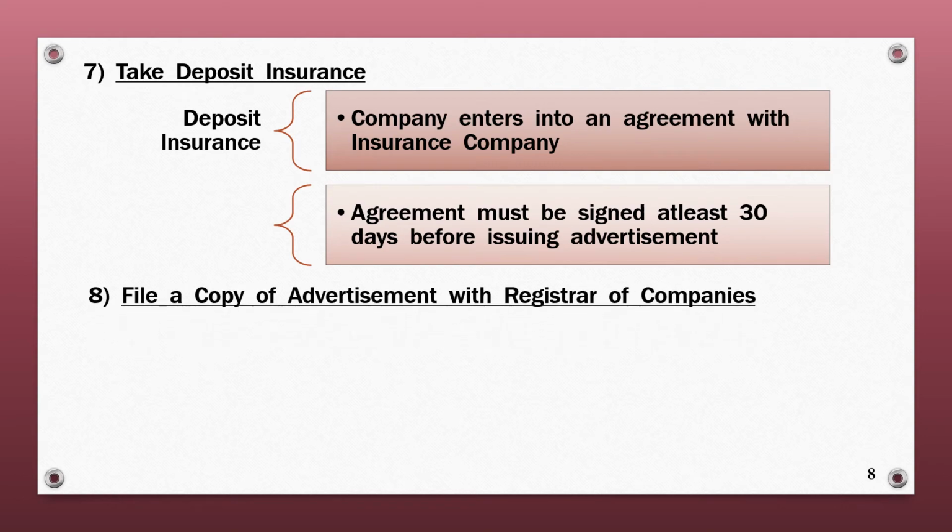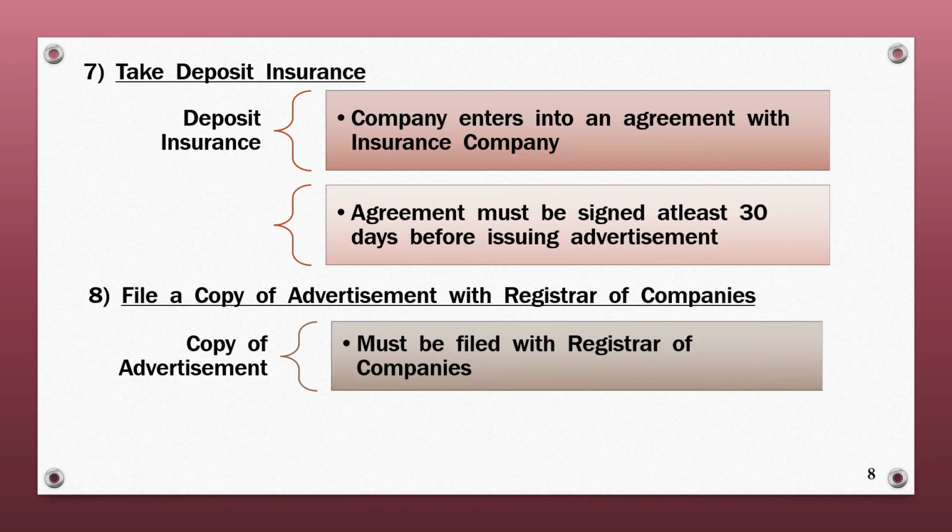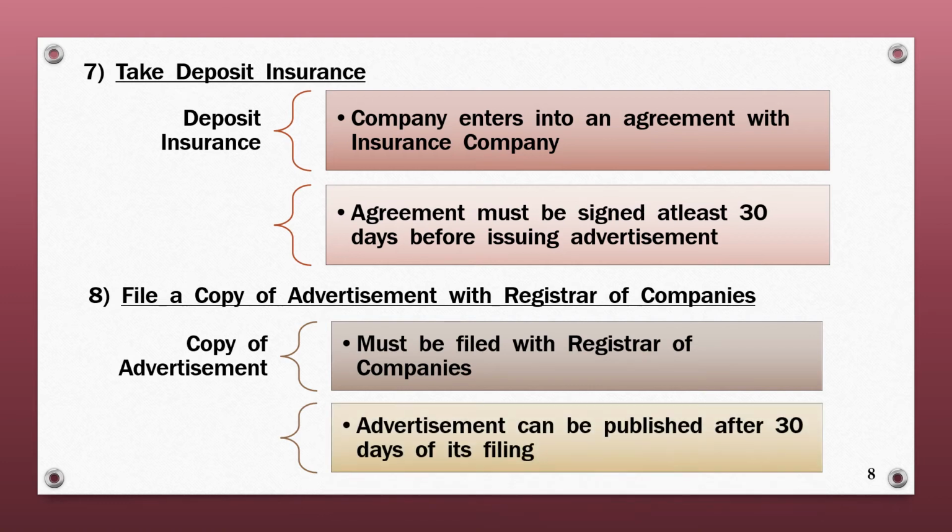The eighth step is related to filing a copy of advertisement with the Registrar of Companies. The Companies Act provides that a company is required to file a copy of its advertisement with Registrar of Companies before its publication in newspaper. However, once the copy of advertisement is filed, it can then publish the advertisement but only after a period of 30 days of such filing with the Registrar of Companies.